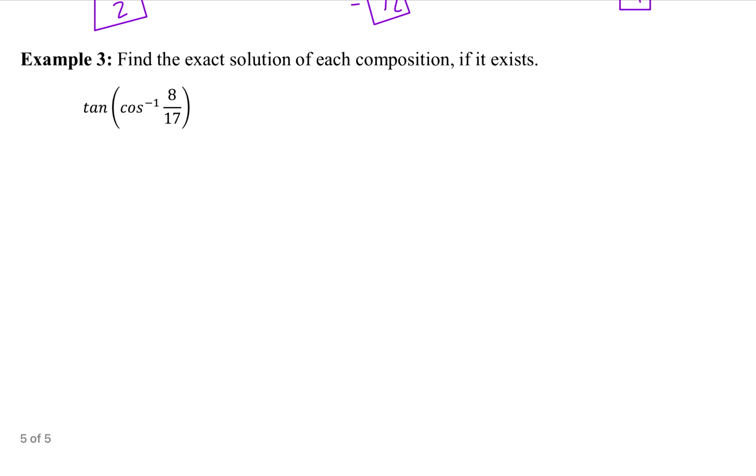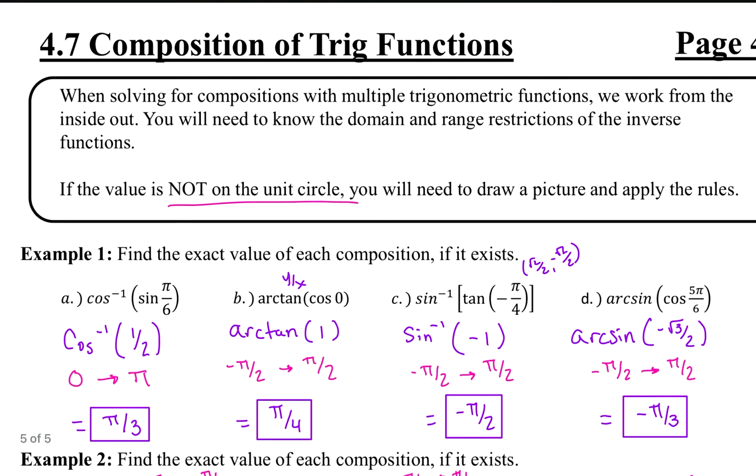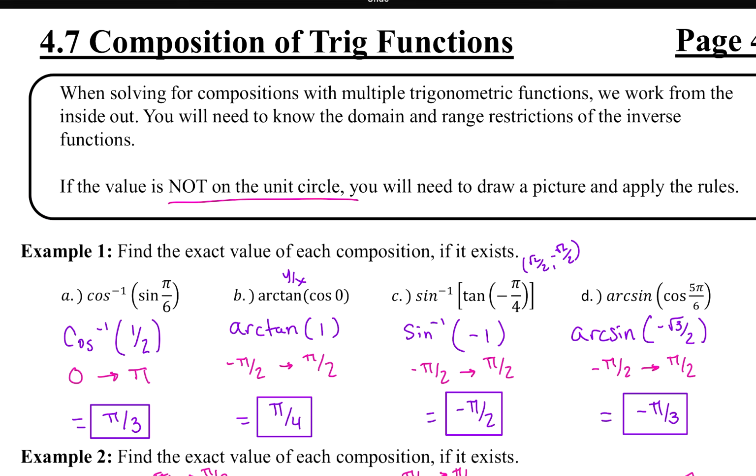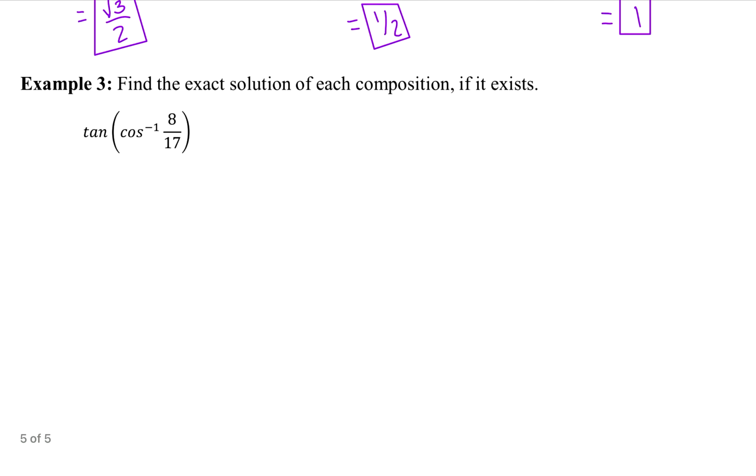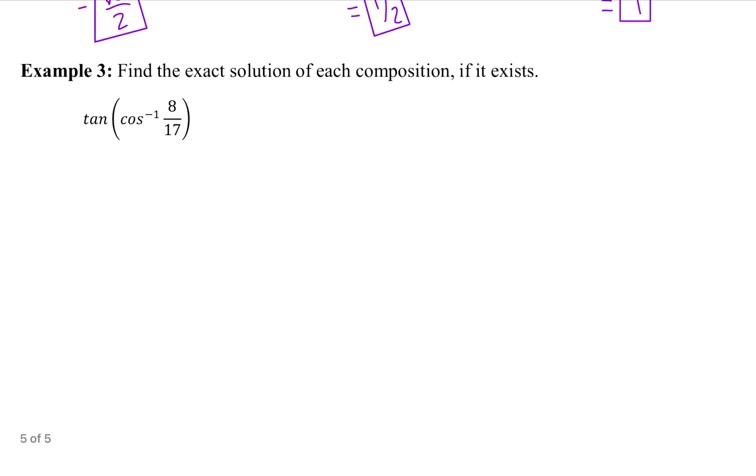All right, and on to our last example. This is the one where, if the value is not on the unit circle, that little part that I underlined right here, since 8 over 17 is not a value on the unit circle, we can't use our unit circle to solve this, meaning we're going to have to draw a picture to find this exact solution. And that's what we're going to start by doing.